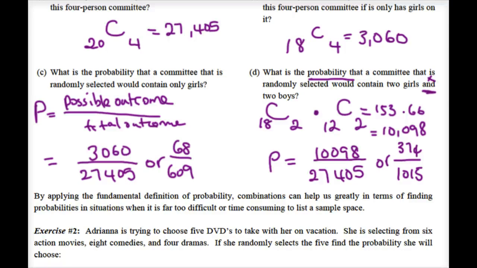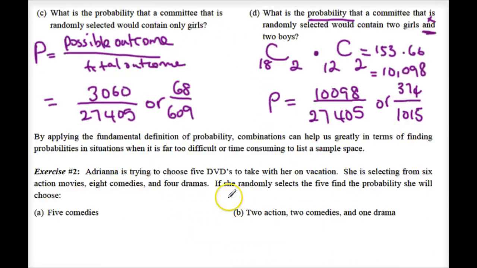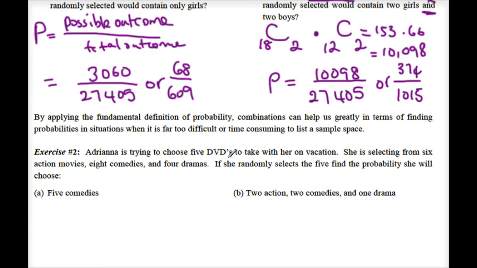So the thing is, by applying the fundamental definition of probability, combination can help us greatly in terms of finding probability in situations when it's too difficult or time consuming to count. Because we could have done this, but would we be able to count 27,405 possibilities? That's way too much.